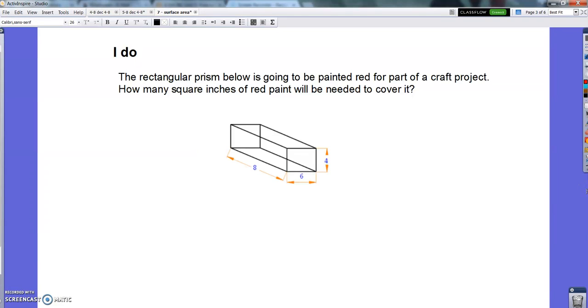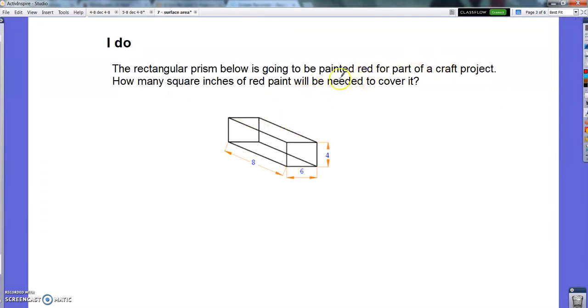So here's one. The rectangular prism below is going to be painted red for a craft project. How many square inches of red paint will be needed to cover it? Lots of times surface area projects involve covering, like wrapping it or painting it, something that doesn't fill it up but deals with covering every single side or face of the figure. This one has 6, and that's what surface area is. This is a rectangle, and the bottom's a rectangle, and the front's a rectangle, and the top's a rectangle, and the side's a rectangle, and the back's a rectangle. And so the surface area is finding the area of all the different faces.